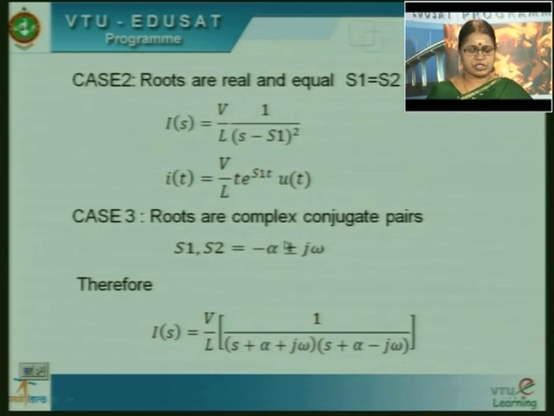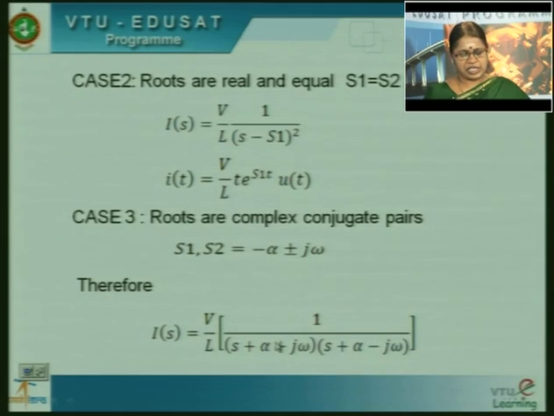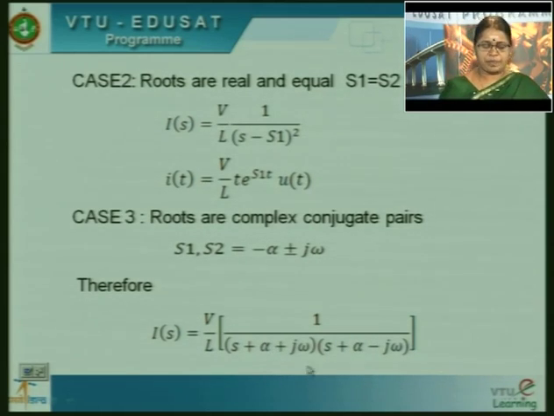So, let me substitute these roots. Instead of S1 and S2, now S1 is minus alpha plus j omega and S2 is minus alpha minus j omega. If you substitute these roots in the I of s expression, I of s is equal to V by L into 1 divided by S plus alpha plus j omega, that is the first root, and the second term can be written as S plus alpha minus j omega. If you look at these denominators, let me view S plus alpha as term A and j omega as term B. So, I can view this term as A plus B and this term as A minus B. So, in the denominator we have A plus B into A minus B, which I can write as A square minus B square.